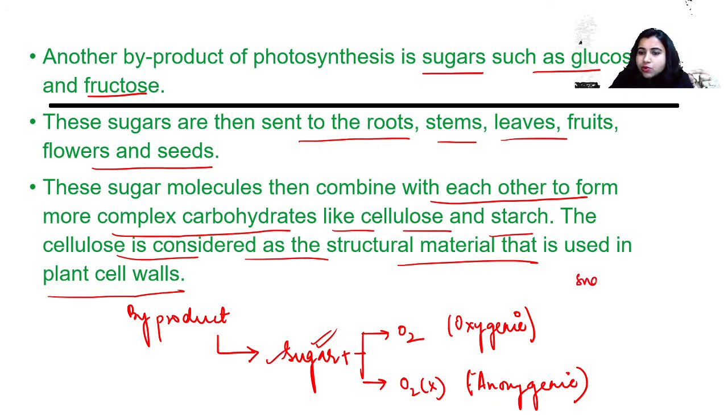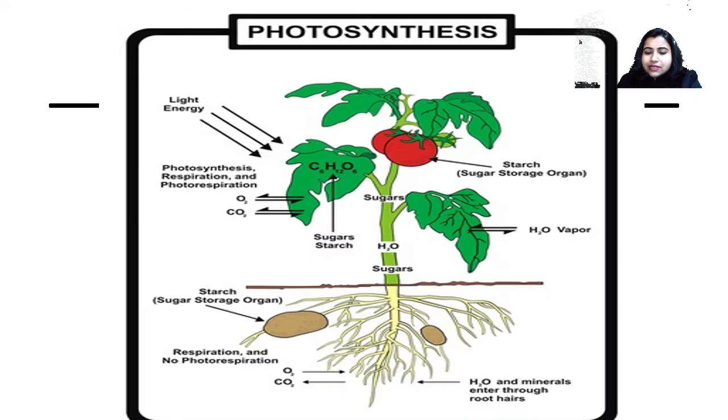Now when these sugars join with each other, they form a very complex substance, right? And this complex substance is used as a structural material for the synthesis of the plant cell wall. So if you look at this plant to explain photosynthesis, this is a green plant, right? Why does it look green? Because I told you it has a pigment called chlorophyll.